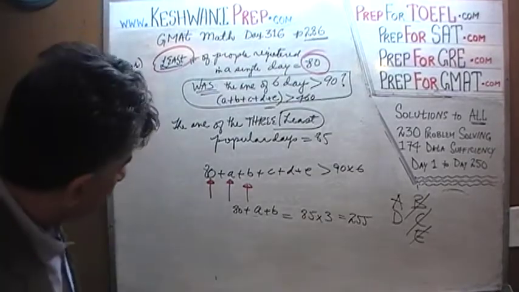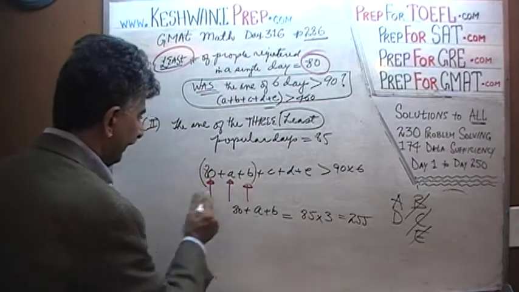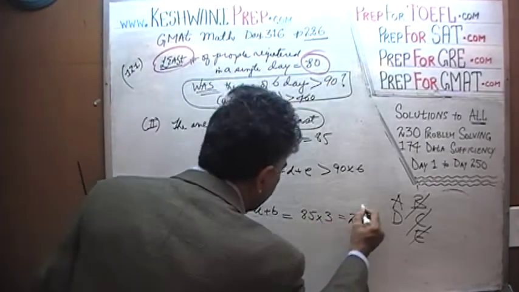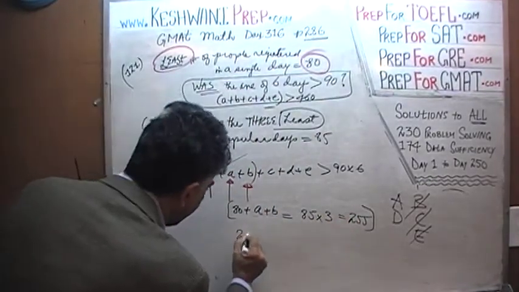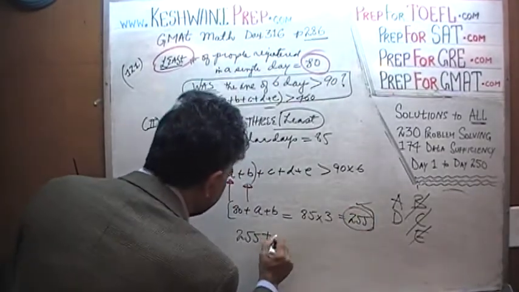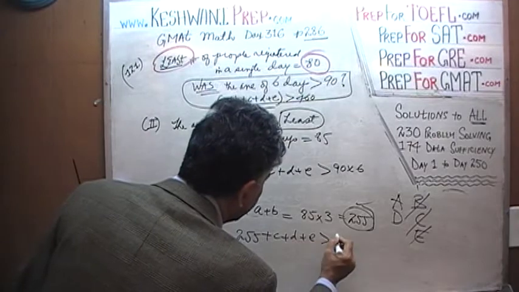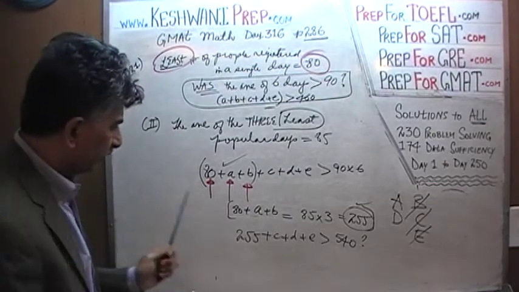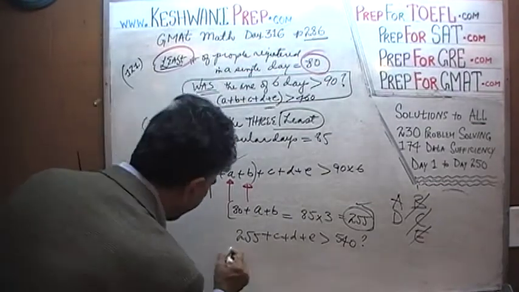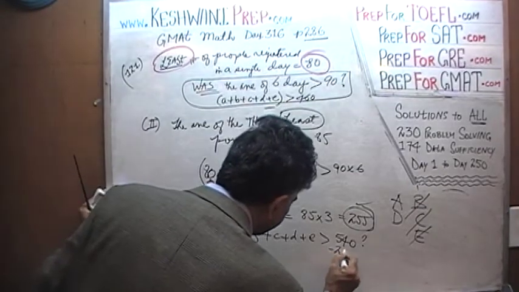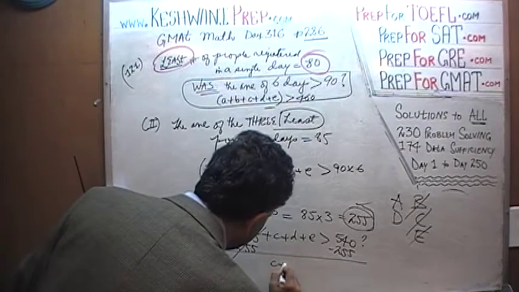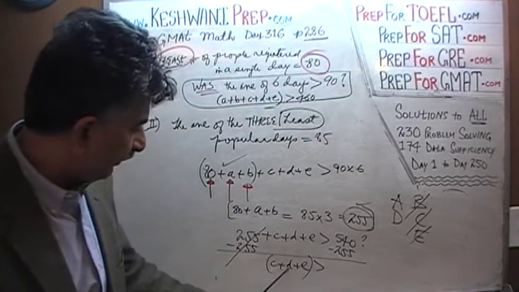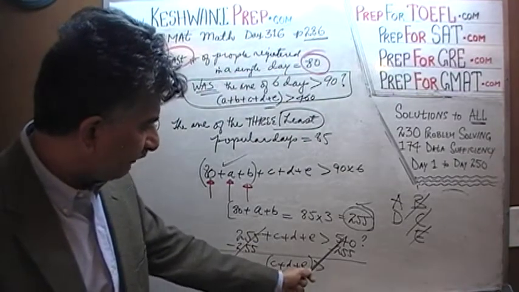Let's substitute in here. In place of 80 plus A plus B, we're going to substitute 255. So we get 255 plus C plus D plus E is more than 540, that's the question. I'm going to erase this part so that we have more room. Let's subtract 255 from both sides. And it drops out, and we have C plus D plus E. The question is, is the sum of these three quantities, C plus D plus E, more than 540 minus 255?